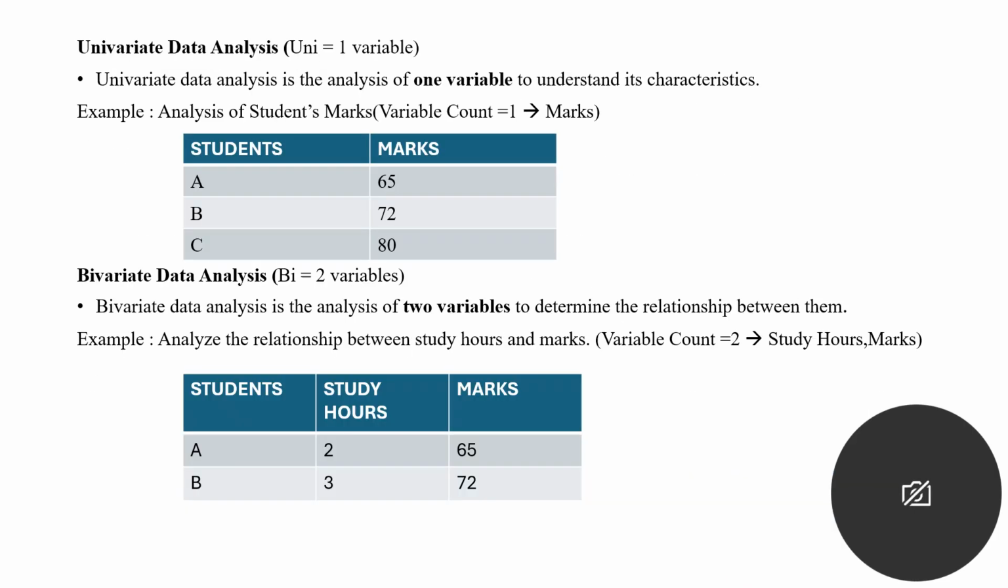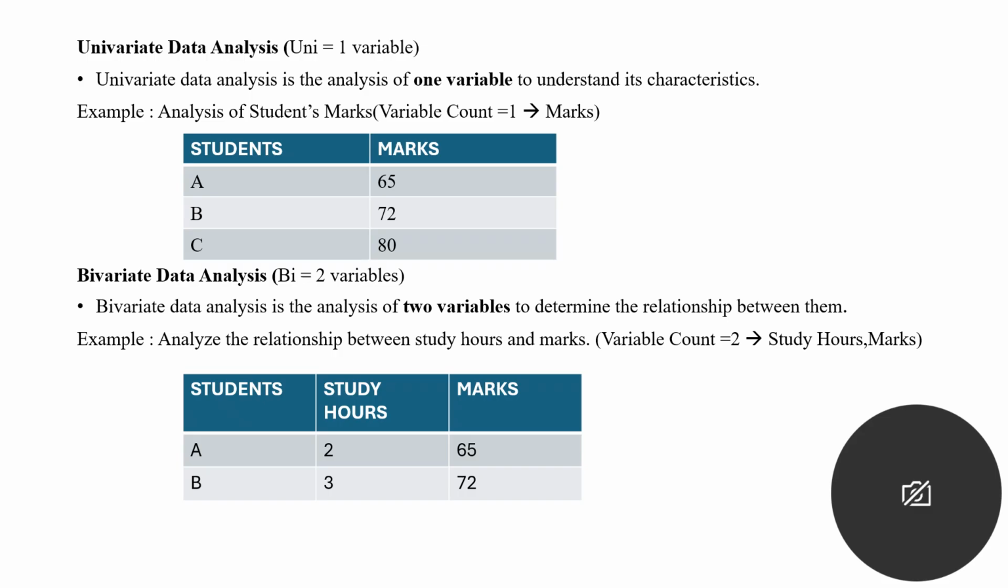Next, we are going to see types of data analysis. Let us see different types of data analysis. Based on the number of variables we are analyzing, data analysis can be mainly divided into three types. First one is univariate data analysis, next is bivariate and third one is multivariate data analysis.